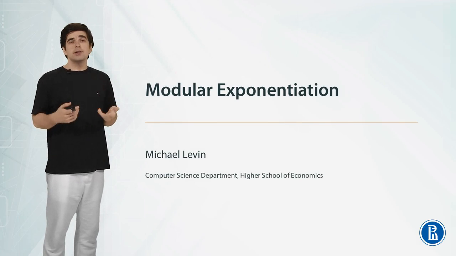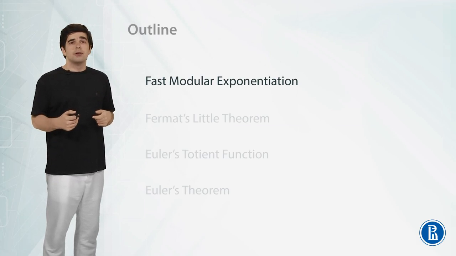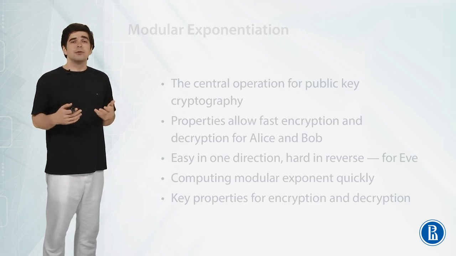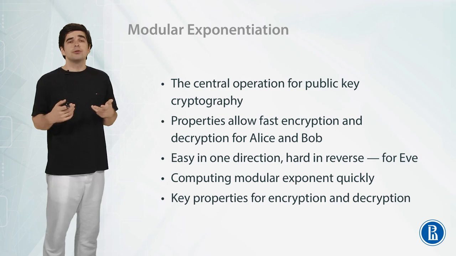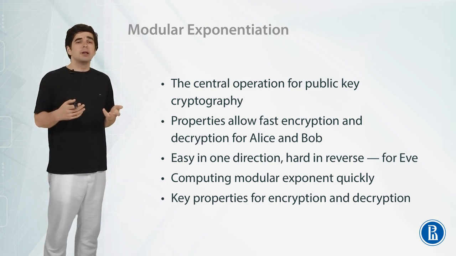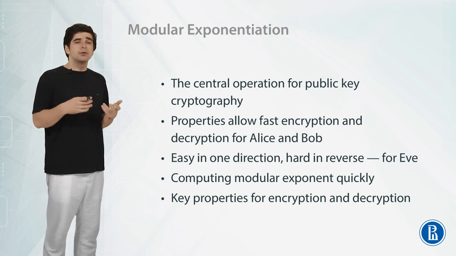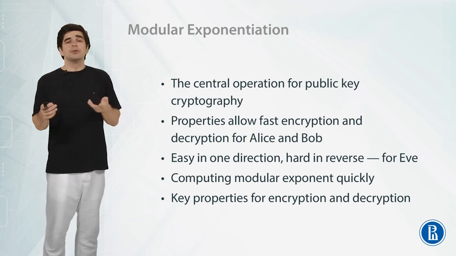Hi! In this lesson we are going to study the operation of modular exponentiation. This operation is central for public key cryptography that we're going to study in the next module. Its properties allow for fast encryption and decryption for Alice and Bob, and it is easy for them in one direction, but it is hard to reverse for Eve, who doesn't know something that either Alice or Bob knows.